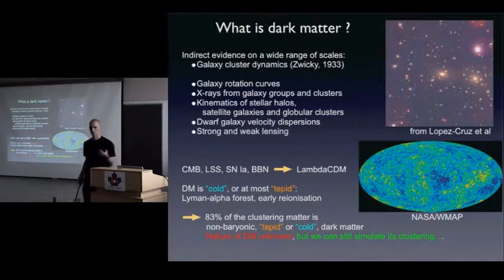So on a microscopic scale, we don't know what it is. But since we know that it is relatively cold, we can still simulate its clustering. And of course, the hope is that simulating its clustering will help us, in the end, understand what the dark matter really is and help in the various direct and indirect detection efforts that are going on.